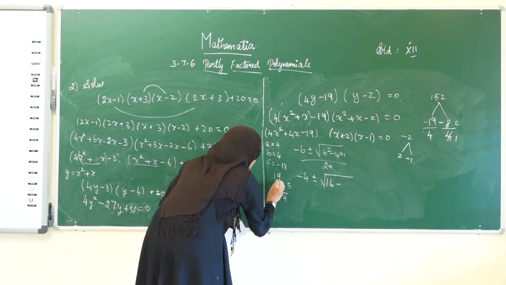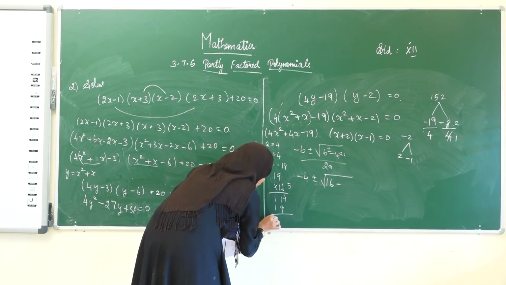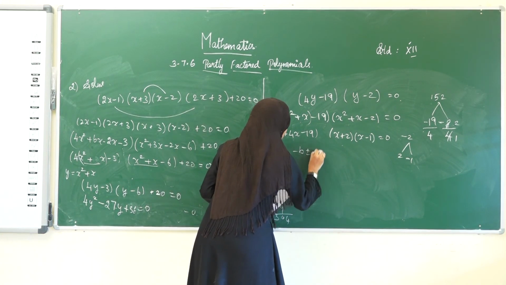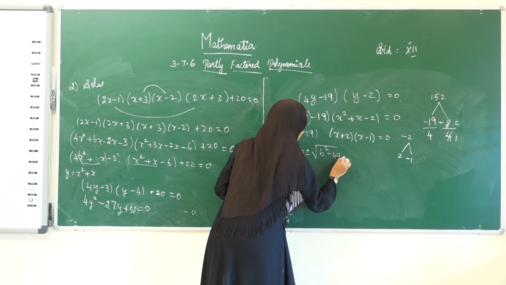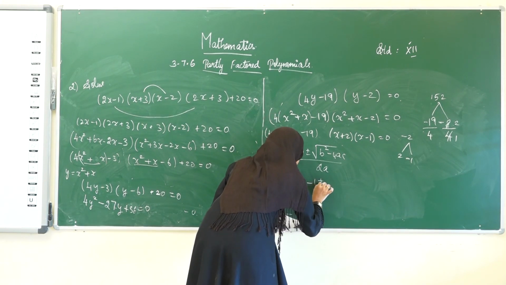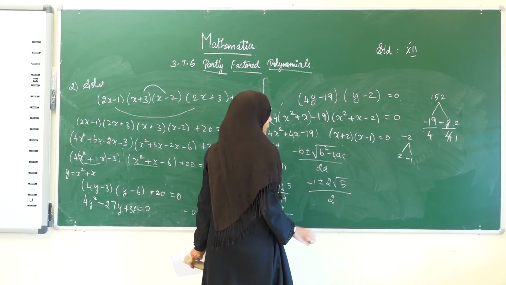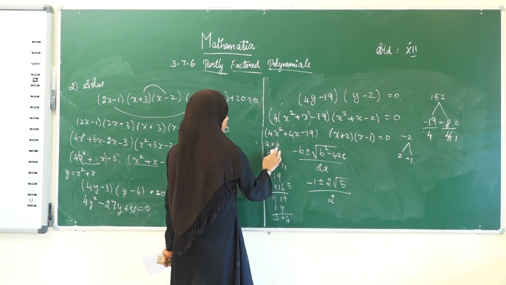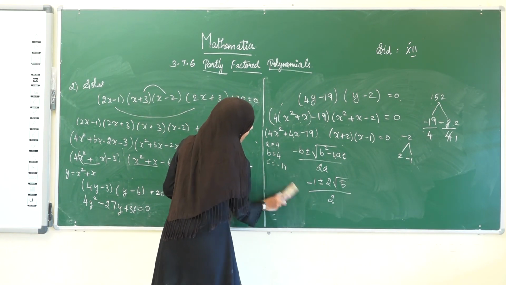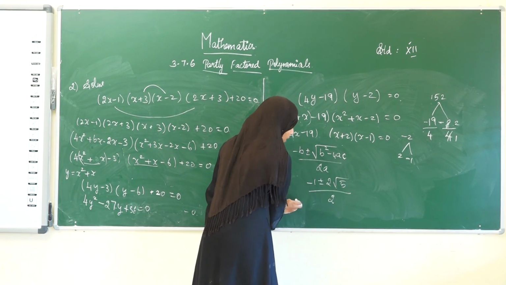Minus b plus or minus root of b square minus 4ac divided by 2a. What we are going to get is minus 1 plus or minus 2 into root 5 divided by 2. You can solve this by taking a's value as 4, b's value as 4 and c's value as minus 19. So, we will get the answer as minus 1 plus or minus 2 into root of 5 divided by 2.